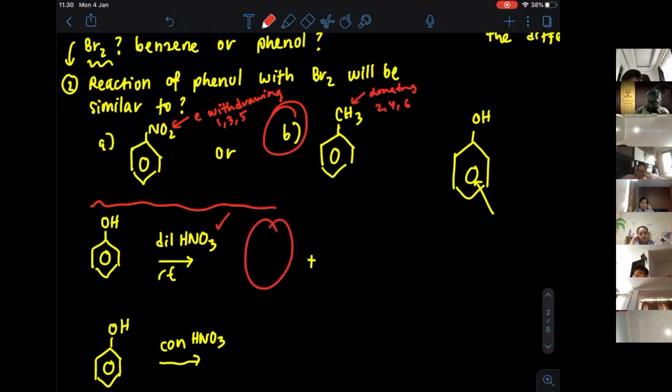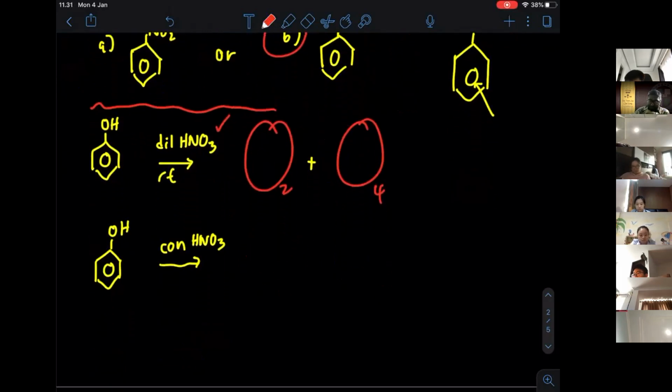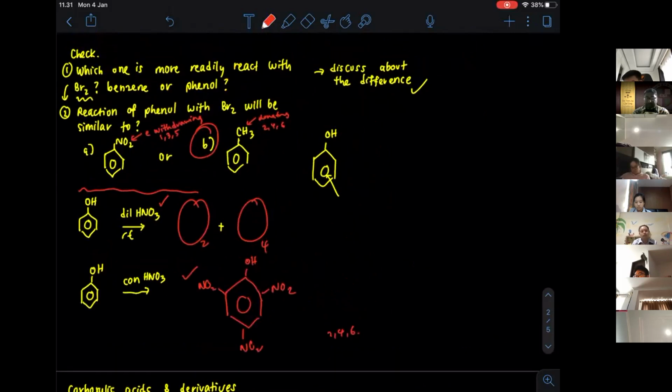There are two products. Basically why two products? Because this is going to activate position number 2 and position number 4. You can see this from the textbook. If you use concentrated nitric acid instead of dilute nitric acid, you are going to get a combination: the OH here, and NO2 coming here, here, and here. So do remember, this is also 2, 4, 6 activating. This is what we have learned in this chapter.